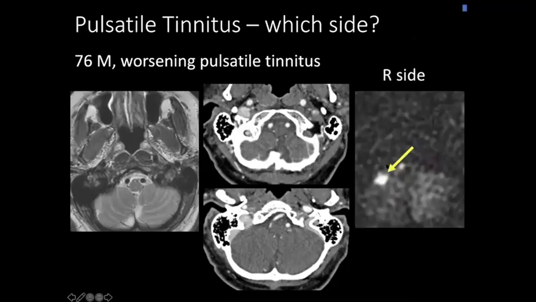However, if I look at my ASL, there's obvious high signal related to the right jugular bulb, and that helps me to say that the pulsatile tinnitus is on the right, and not only that, I think this patient has a right-sided dural arteriovenous fistula.